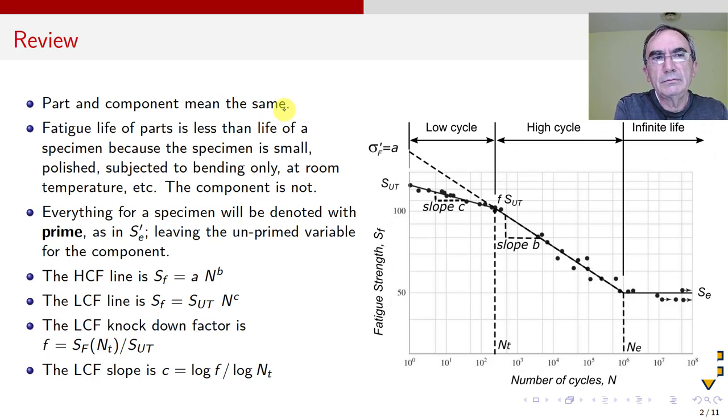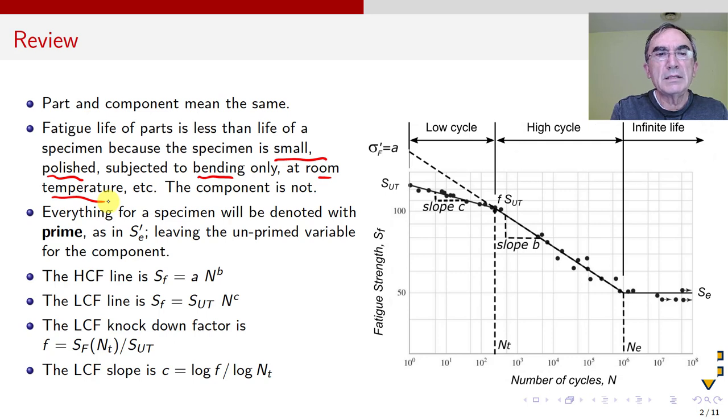And I need to mention the component or the part to differentiate from the specimen, because like I said many times, the specimen is standardized. It's small and of a fixed size, is polished, is subject to bending only, tested at room temperature, and so on. So it's very clear what we're testing. Component is more broad. It could be large, could have different loads, different surface, different temperature. And in the next video, number 4, we're going to learn how to deal with that, okay?